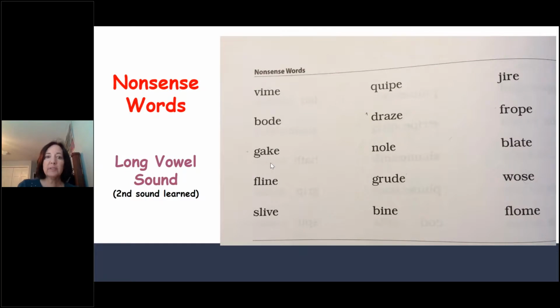More nonsense words, same thing. Pause the video, practice, and when you turn it back on, I'll read them aloud. Pause the video. The video is turned back on now.